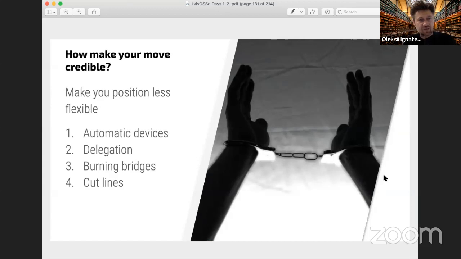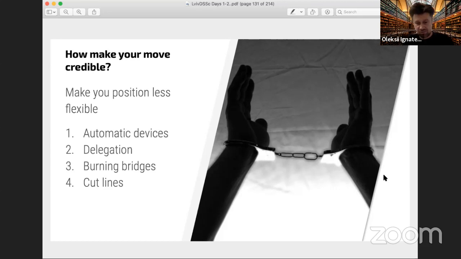I think that, okay, how to make your move credible? Well, there are some interesting ideas from game theory, from negotiations, on how you can make your move credible. Well, you can make your position less flexible, for example. And this is maybe a paradoxical outcome. So if you have a negotiation about, for example, your salary or some decisions in real life, then when you make your position less flexible, this gives you additional points in bargaining, in negotiation.